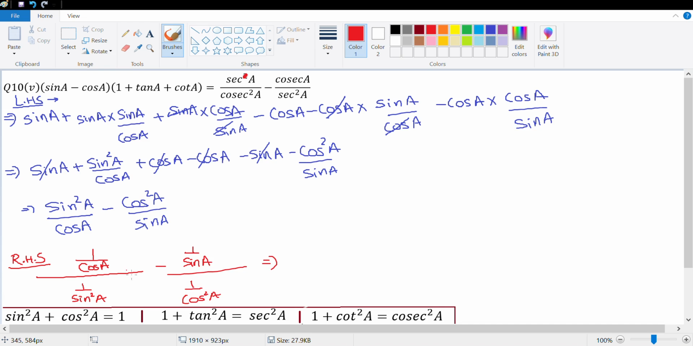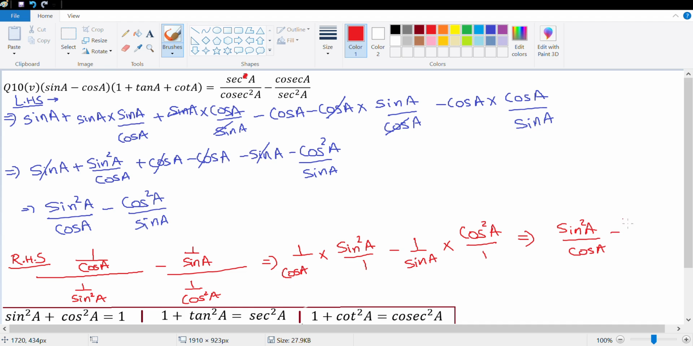This is division of fraction, so let's convert the division into multiplication. So this would be 1 upon cos A multiplied with sin square A upon 1 minus, and the second term would be sin A multiplied with cos square A upon 1. This is nothing but sin square A upon cos A minus cos square A upon sin A. Is this the same thing? Yes, sin square A upon cos A minus cos square upon sin A. So since LHS is equal to RHS, hence proved.